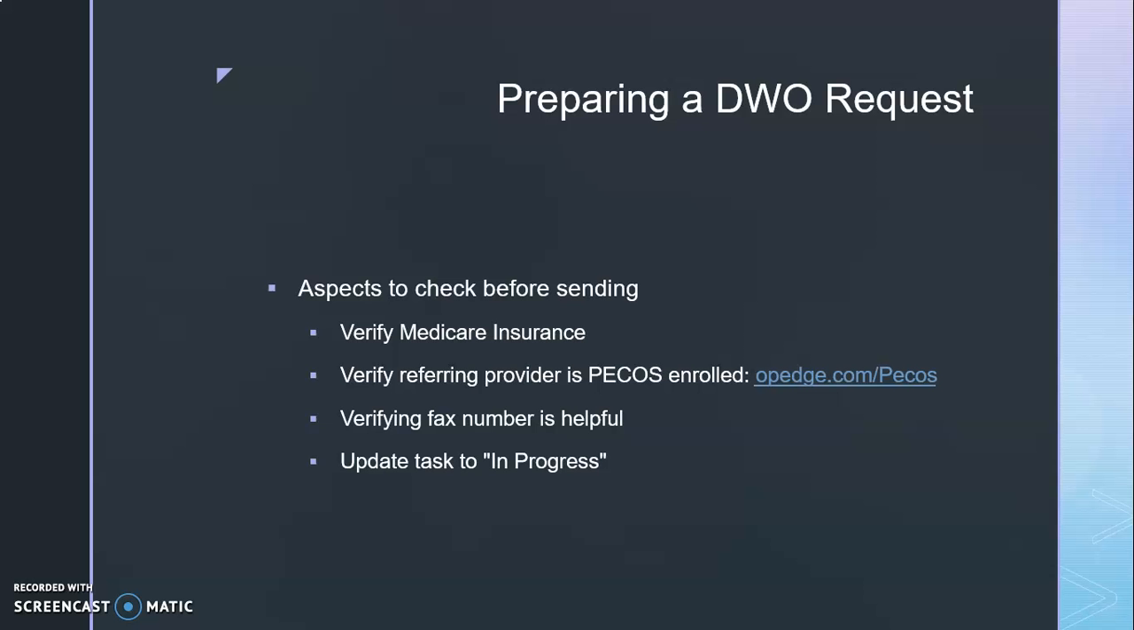Preparing a DWO request. Here are some things to check before sending forms for the referring provider to sign. A patient who has an open task to obtain a DWO must have a Medicare insurance payer. Payers may change over time, so it is worth verifying the patient's active insurance. If the patient has a non-Medicare payer or is self-pay, the task can be closed out, because we wouldn't need a DWO. Additionally, the prescribing provider must have an NPI number.